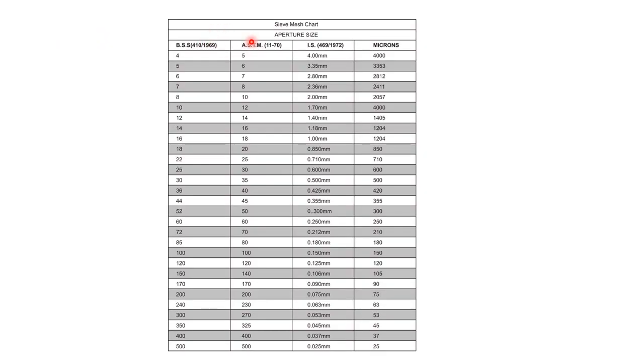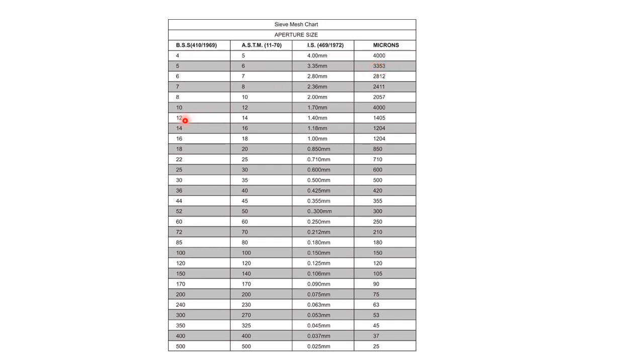This is a sieve mesh chart, and you can see here this is the sieve number or the British sieve standard, and this is the particle size in microns. You are not supposed to remember all these numbers or to know them. However, what you need to know is these numbers, the sieve number, represent the number of openings in each inch of the sieve. So for example, sieve number 5 means that there are 5 openings in each inch of the sieve, and this means that large particles of more than 3000 microns can pass through it.